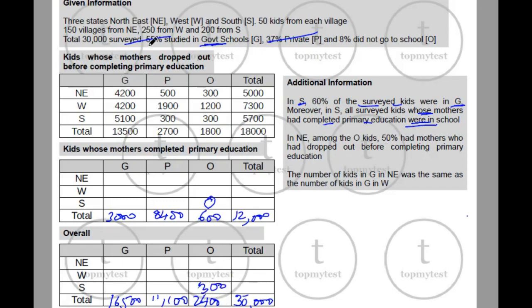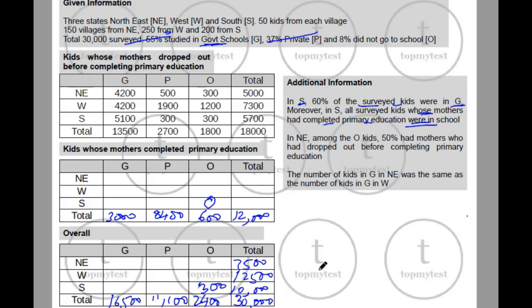We also know how many villages there are, so we can multiply by 50 and get the total here. In Northeast, there are 150 villages. 150 into 50 will be 7,500, right? So Northeast will be 7,500. 250 villages in West. 250 into 50 will be 12,500. And 200 into 50 will be 10,000.